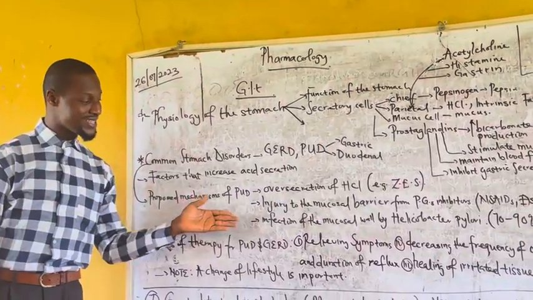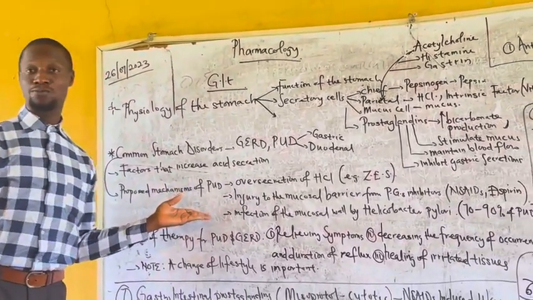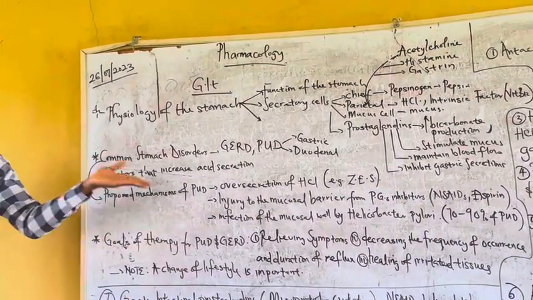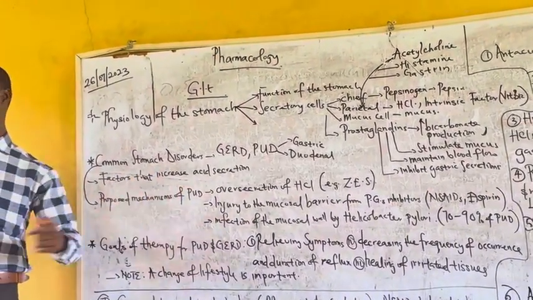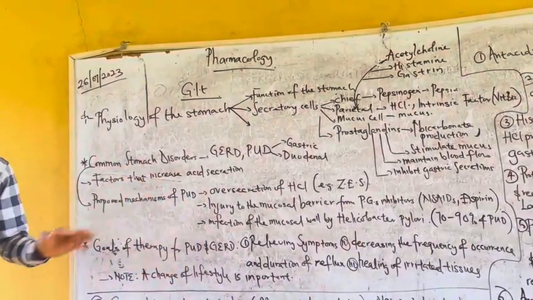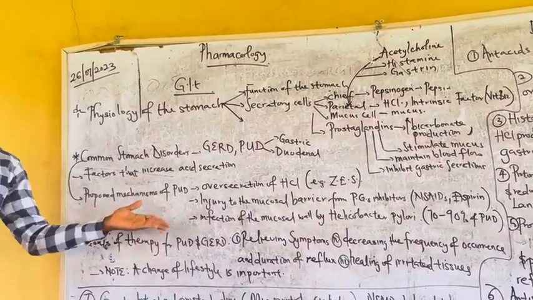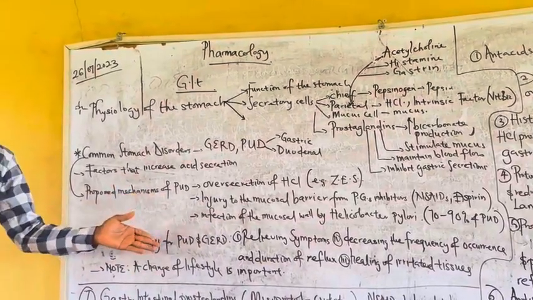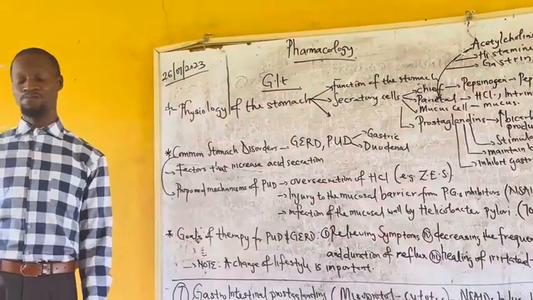So once there is this problem of bacteria, the most important thing to get rid of is what? The bacteria. You get rid of the bacteria first, then begin to treat the other symptoms that will ensure that you have healing. If you don't do that, the ulcer will not heal.